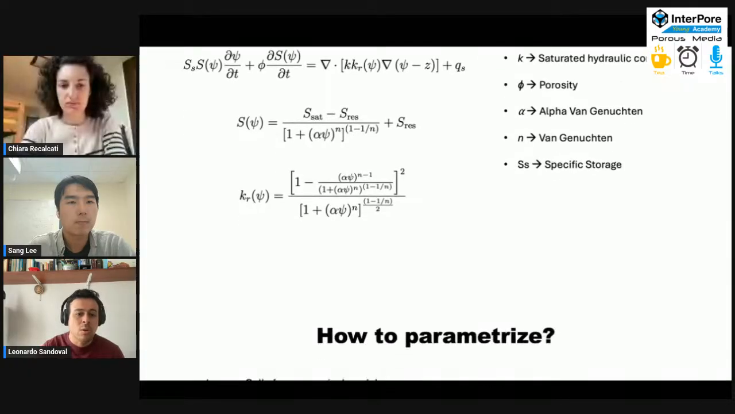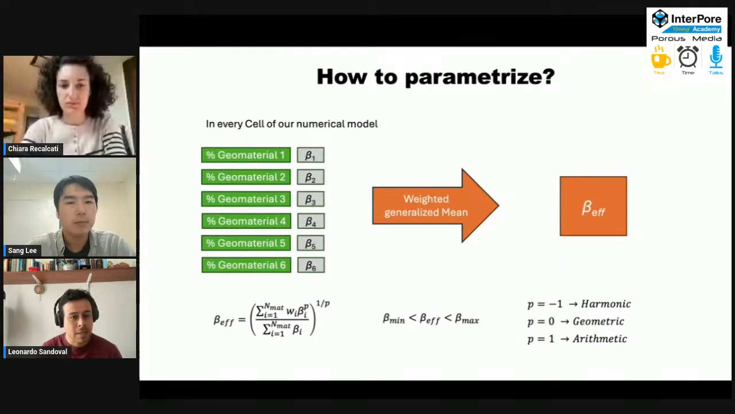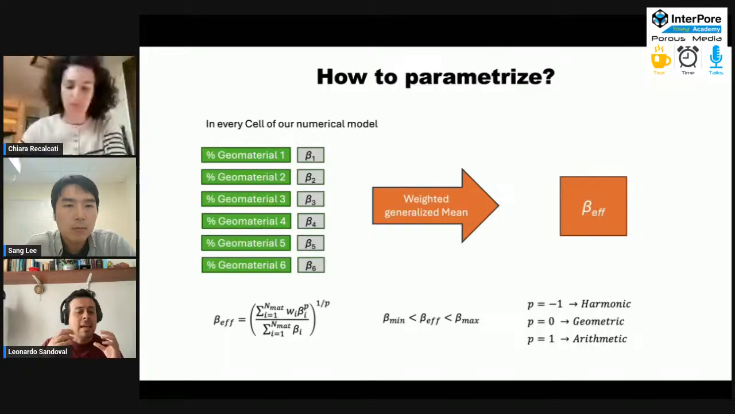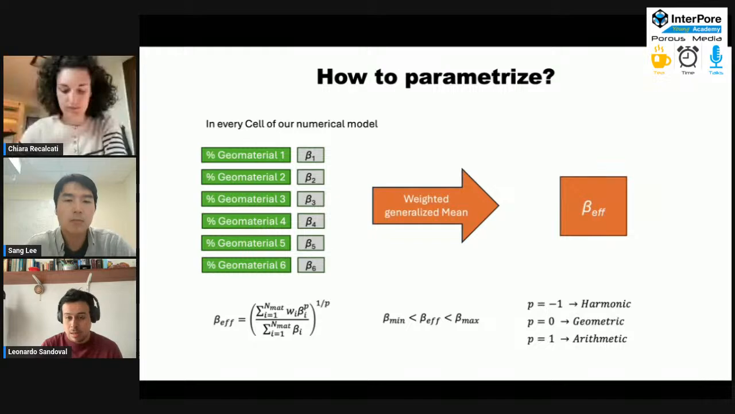We decided to do so using a weighted generalized mean to calculate effective parameters for each cell of our numerical model. How it works is that we take, in each cell of the domain, the percentage of each geomaterial present in that cell, and we multiply that percentage by the actual value of the parameter associated with that geomaterial. This allows us to obtain an effective parameter. When I say an effective parameter, I refer to, for example, an effective hydraulic conductivity, an effective porosity, and effective van Genuchten parameters for the entire system.